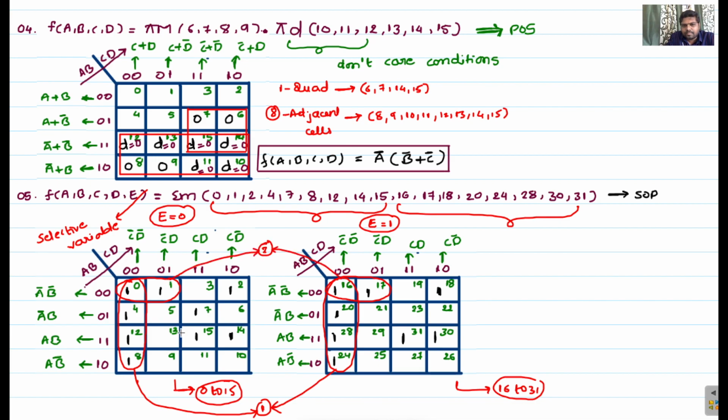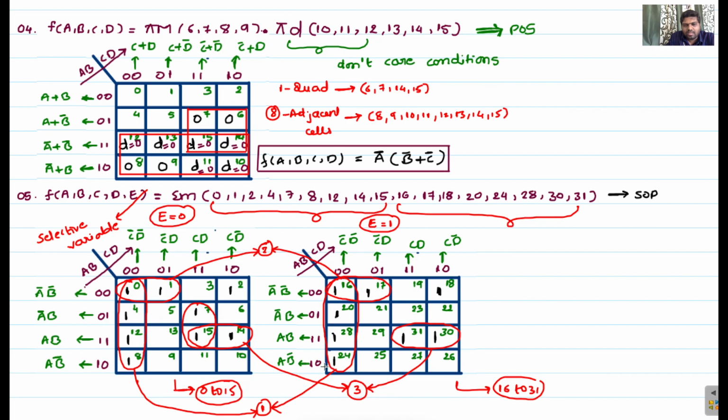Next, here you can observe 7 comma 15. This is also one pair, but here we don't have the same pair in the same location, so you can leave it. No problem. Next, you can observe 14 comma 15. This is one pair. Here you can observe 30 comma 31. This is also one pair. If you observe these 2 K maps, these are in the same location, so I will indicate it with 3.